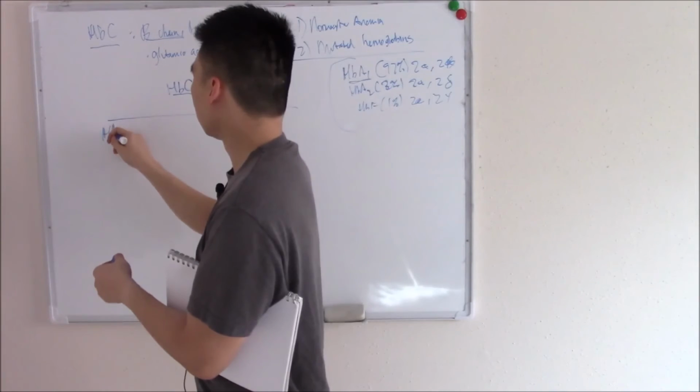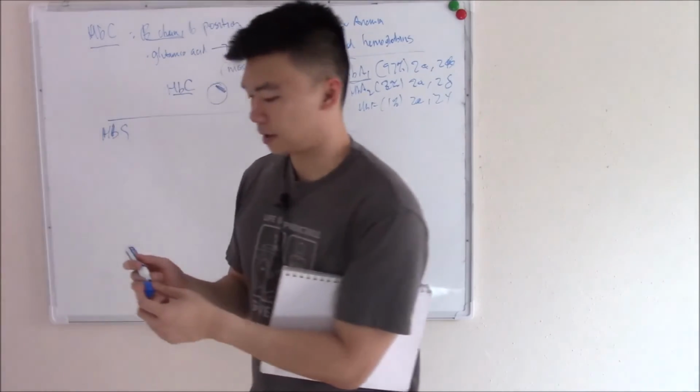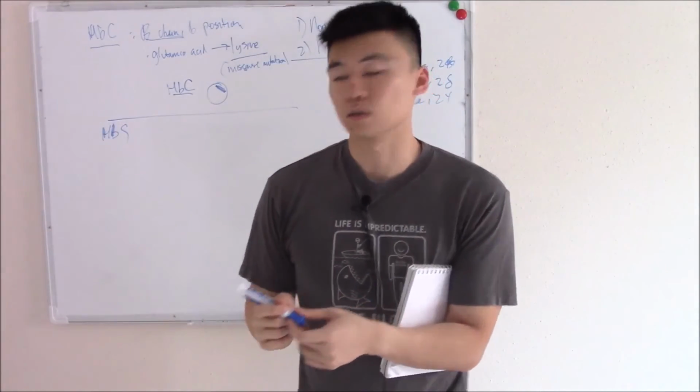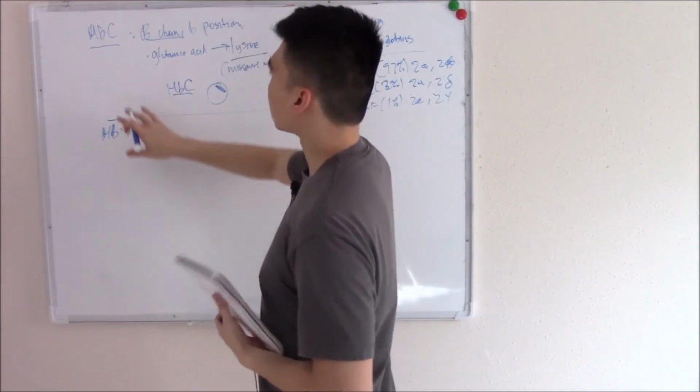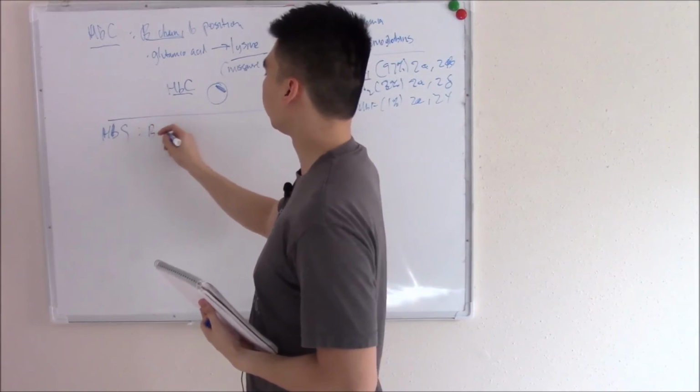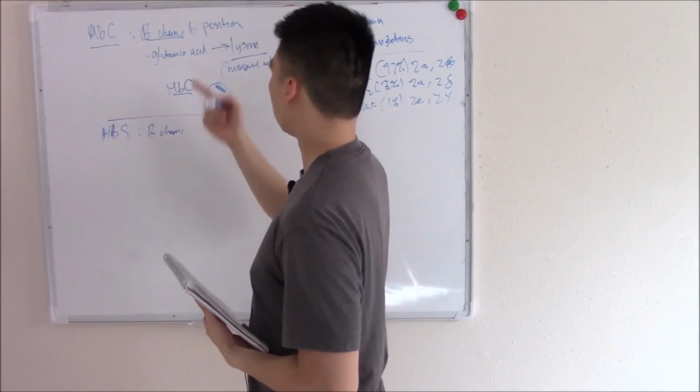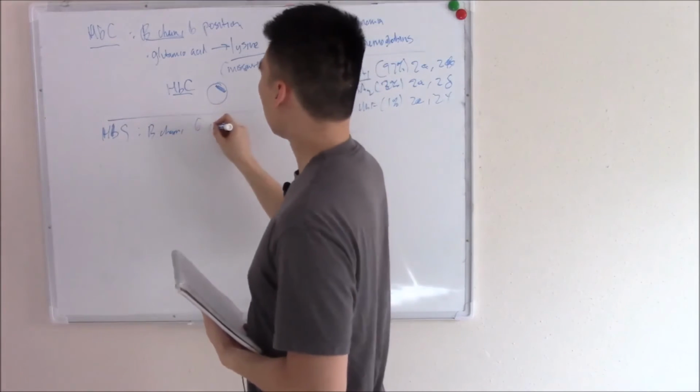The next one is the big one, and that's hemoglobin S, also known as sickle cell anemia. In sickle cell, it's the same thing. Problem with your beta chain. Heck, even same position, 6th position.